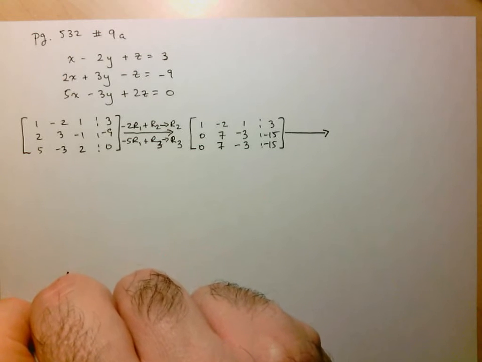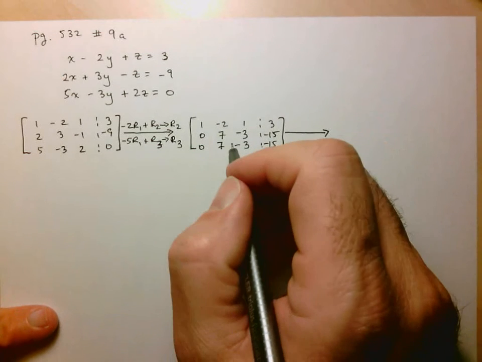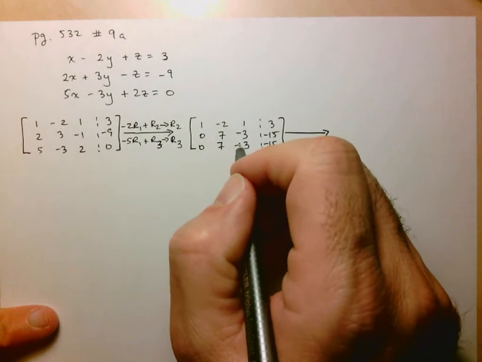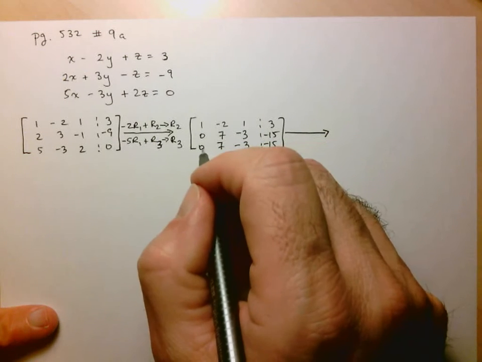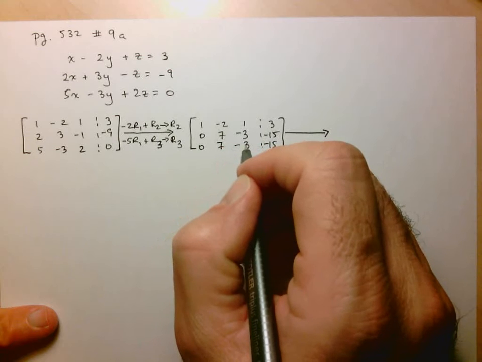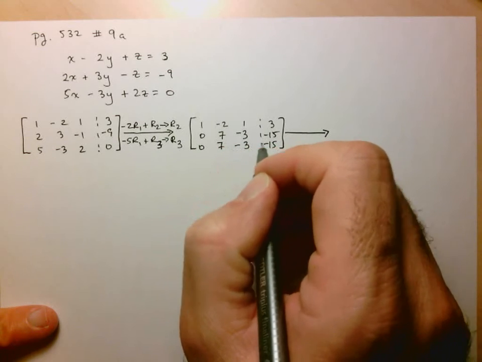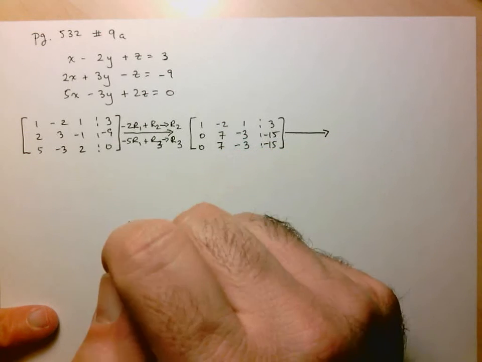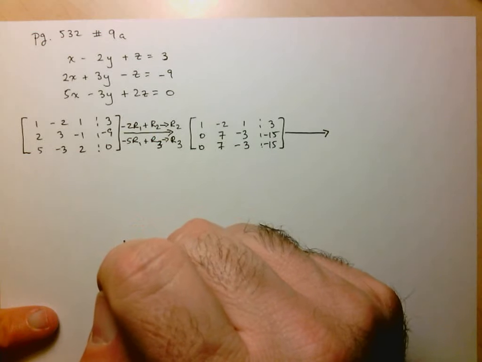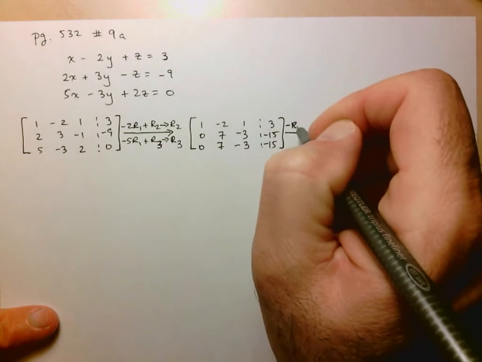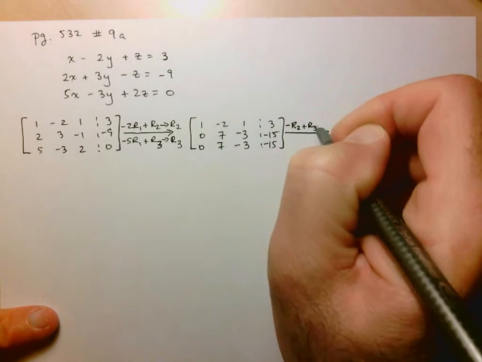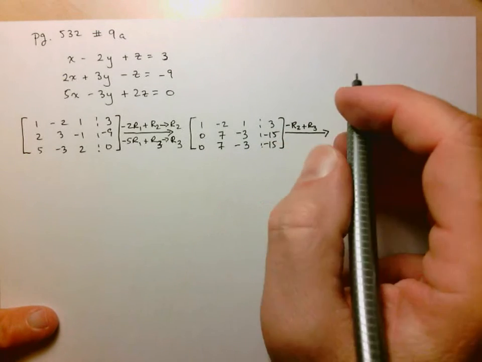One convention that we always have is that if you have a row where the coefficients of the variables are 0 and you've got something else on the other side, we always want that on the bottom row. So what I'm going to do is negative R2 plus R3, and that's going to replace R3.